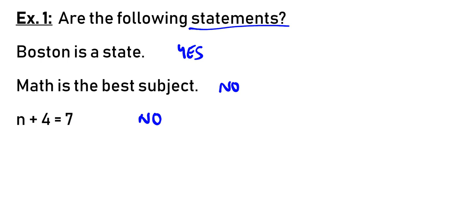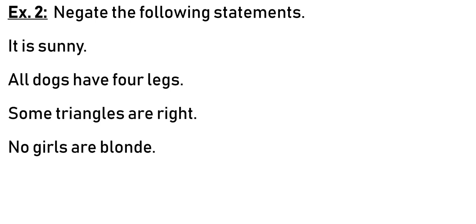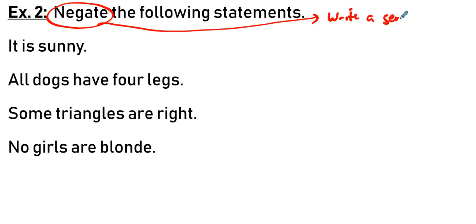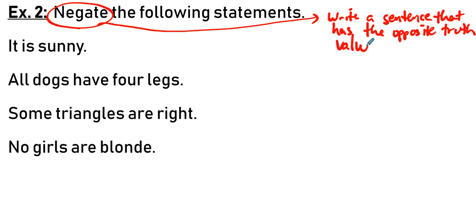Now, statements can be negated. You can find the opposite of a statement. So to negate is to write a sentence that has the opposite truth value. If your statement is true, the negation must be false. If your statement is false, the negation must be true.